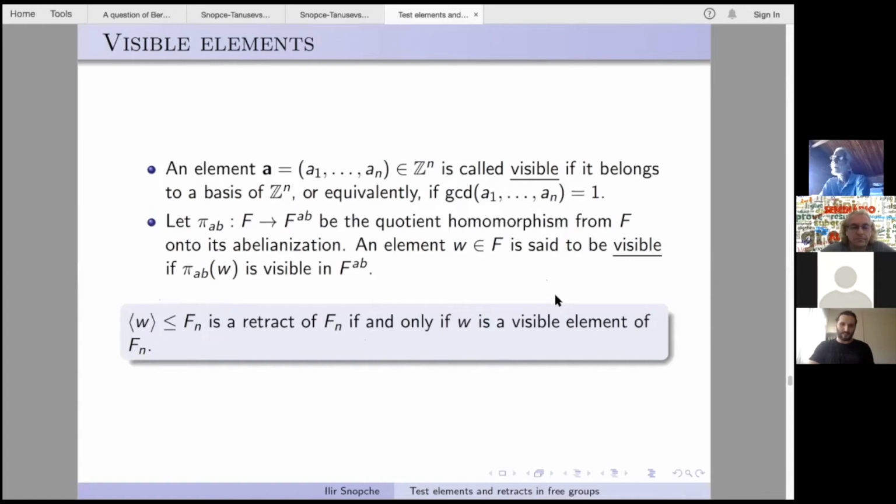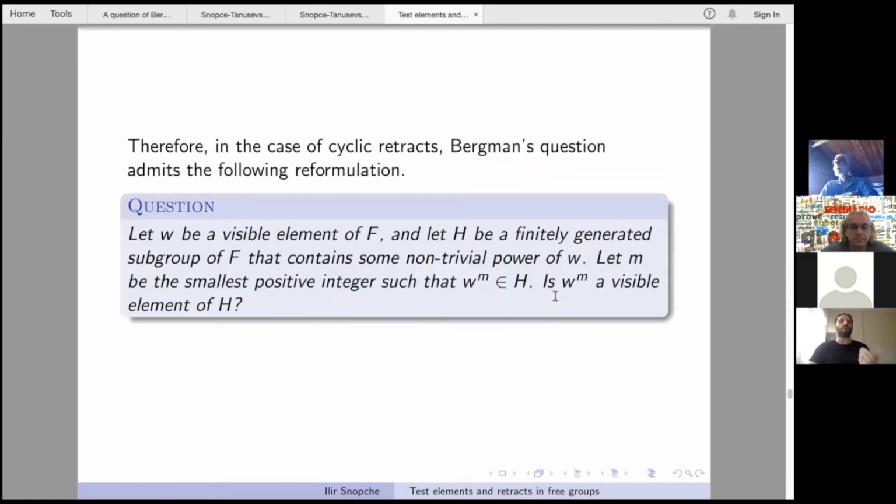But now, the question of Bergman, we can translate in our attempt to find a negative answer to the following question. We have the following reformulation. Let W be a visible element of F, and let H be a finitely generated subgroup of F that contains some non-trivial power of W. Let m be the smallest positive integer such that W^m belongs to H. Is W^m a visible element of H? Right? So if the answer here is no, then the intersection is not a retract, and we are done.